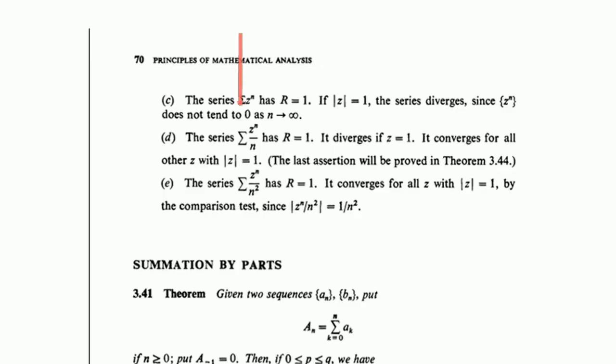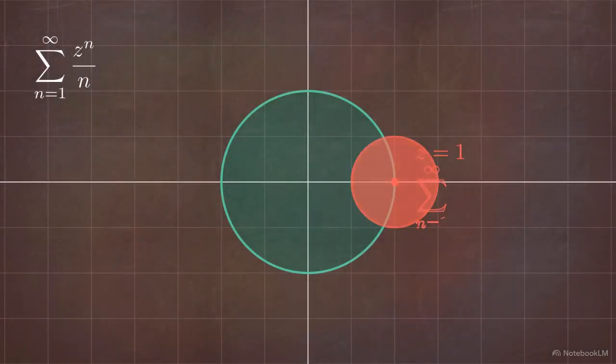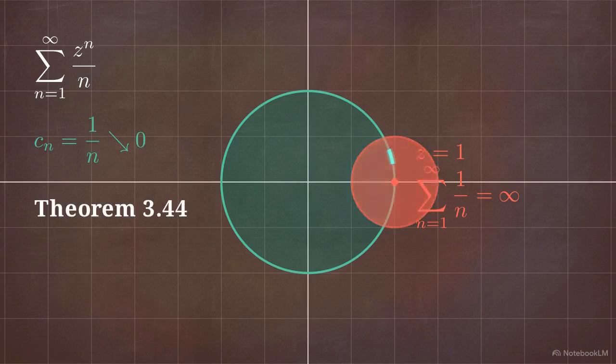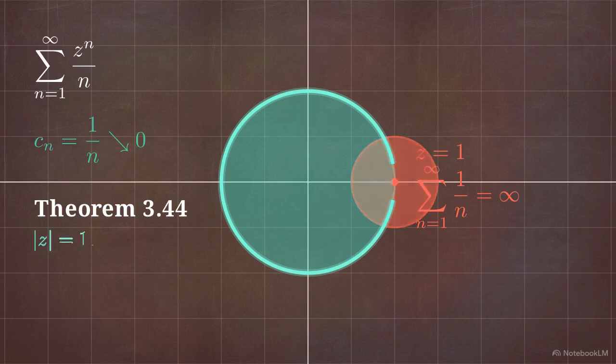Look at example D. Here, the terms are divided by n. The overall radius of convergence is still 1, but the behavior on the boundary line changes depending on your exact coordinates. If c equals 1, we get the harmonic series, which diverges. However, because the coefficients decrease monotonically to 0, Theorem 3.44 proves that the alternating sign logic of the complex variables allows the series to converge at every other point on this ring.